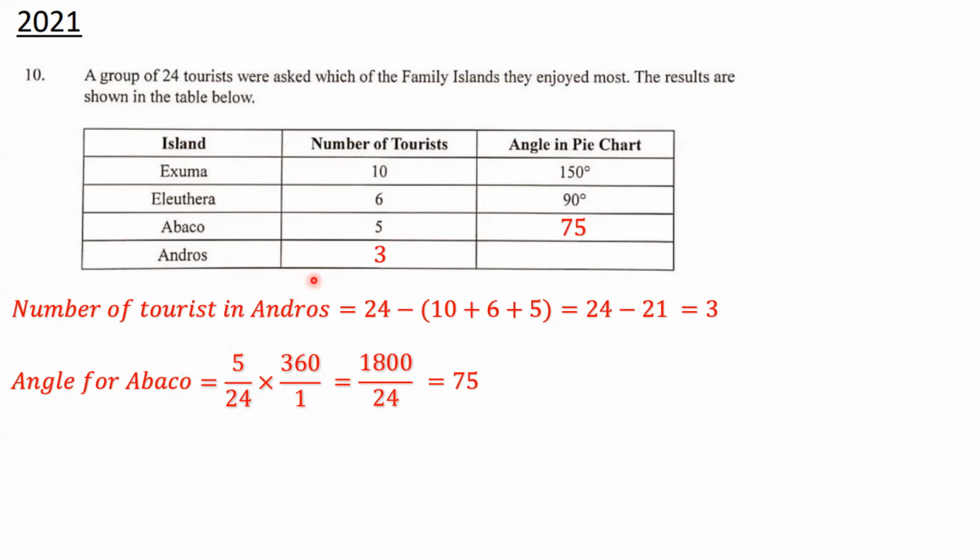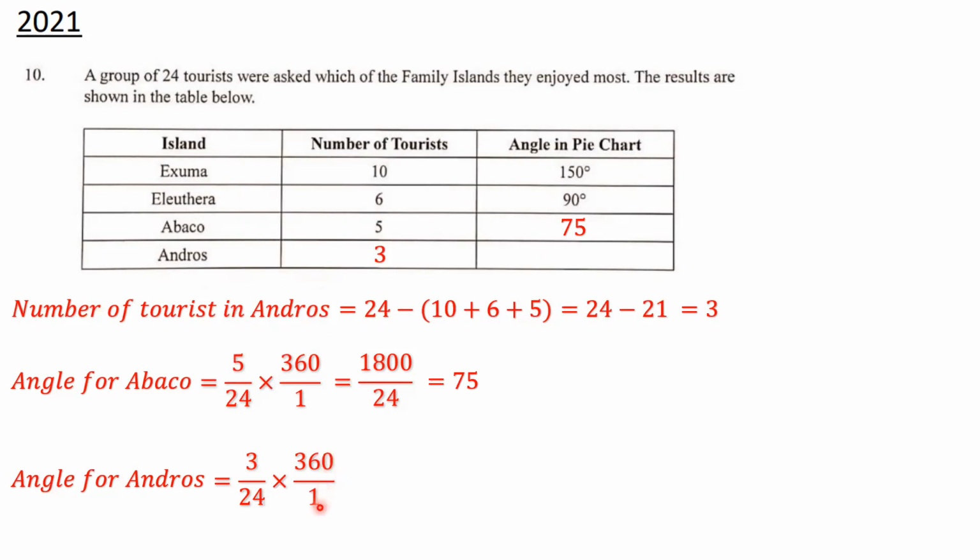Now we need to figure out what is the angle for Andros. Well, the angle for Andros is going to be 3 out of 24, right? Because there are three tourists for Andros out of the 24, and we multiply by 360 because that is the total amount for the angles, right? All the angles in the circle are going to add up to 360 degrees.